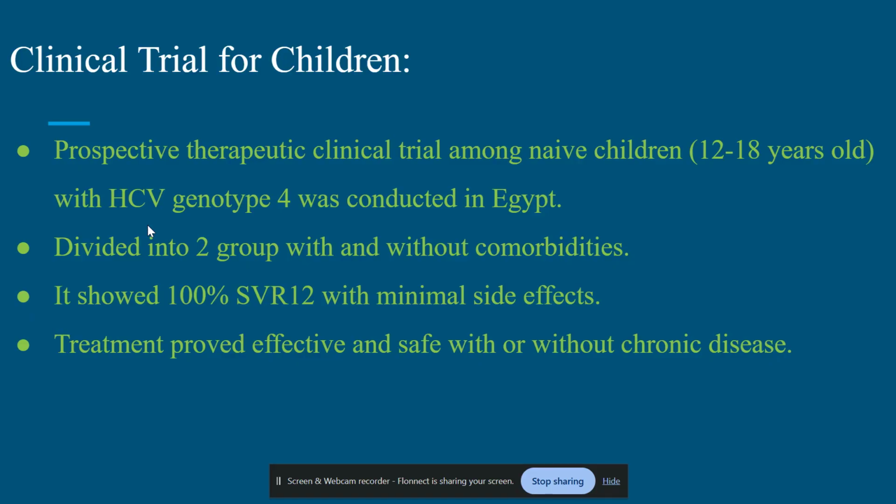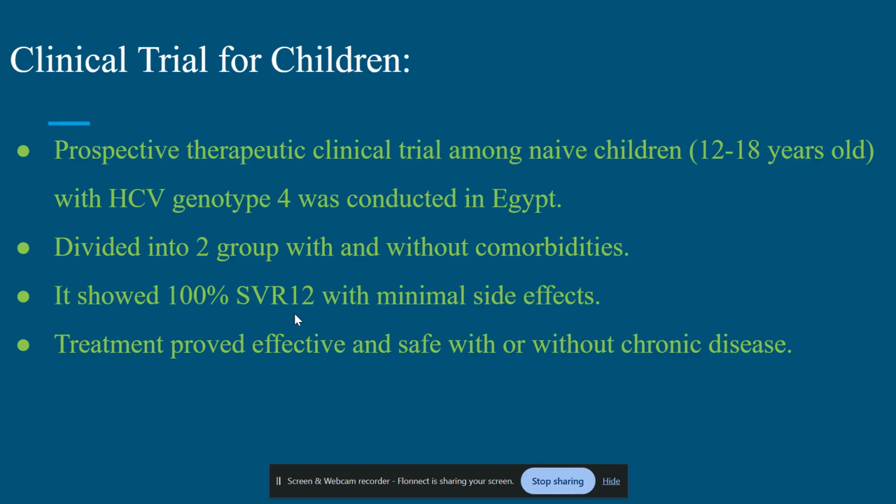Here is another clinical trial, conducted in children: 50 treatment-naive children aged between 12 and 18 years old and weighing less than 25 kg, with chronic hepatitis C virus genotype 4, in Egypt. They divided the patients into two groups, and without comorbidities, it showed 100% SVR12. That means the drug was very effective, with 100% response and minimal side effects. Treatment proved effective and safe with or without chronic disease.